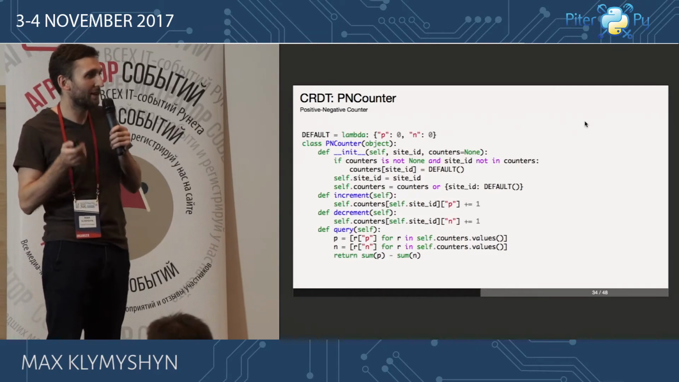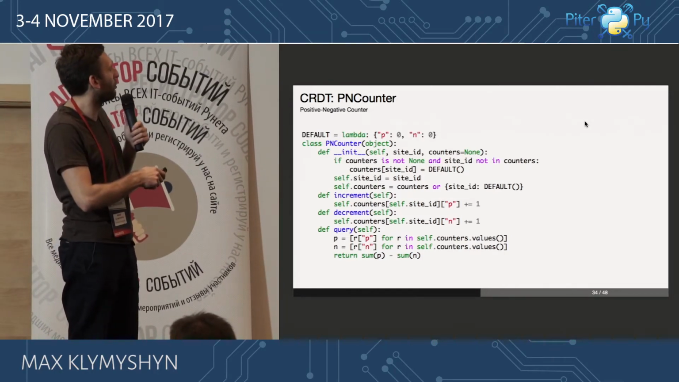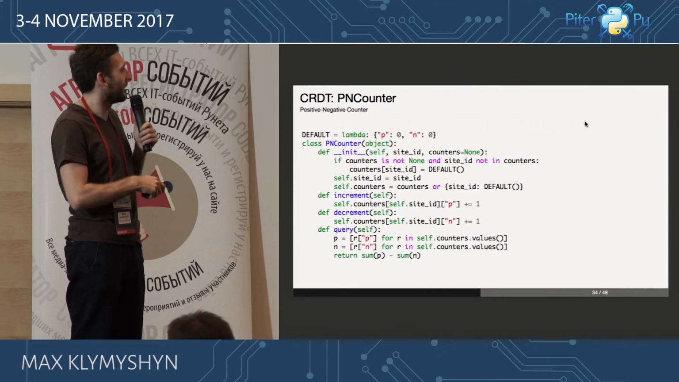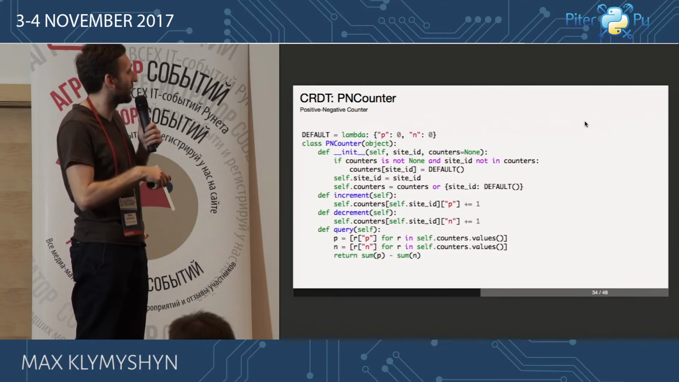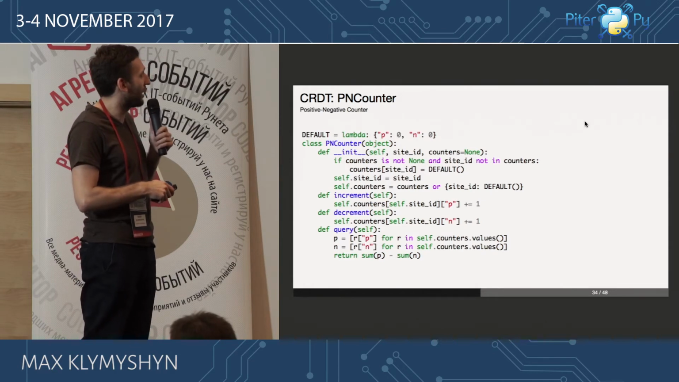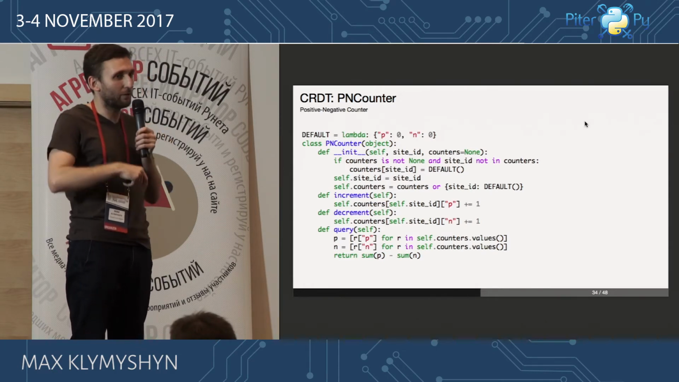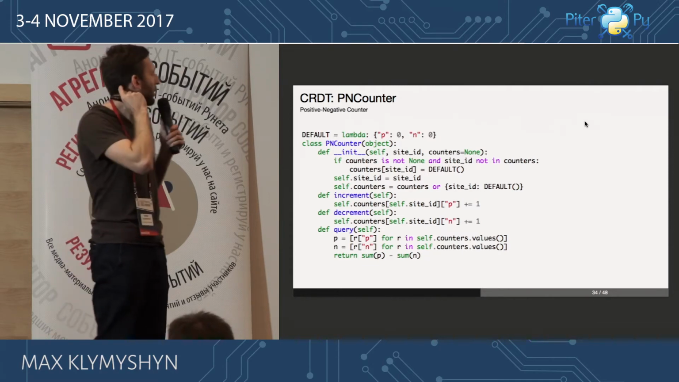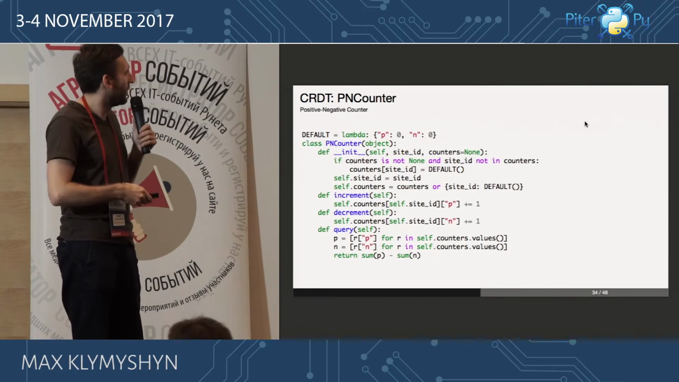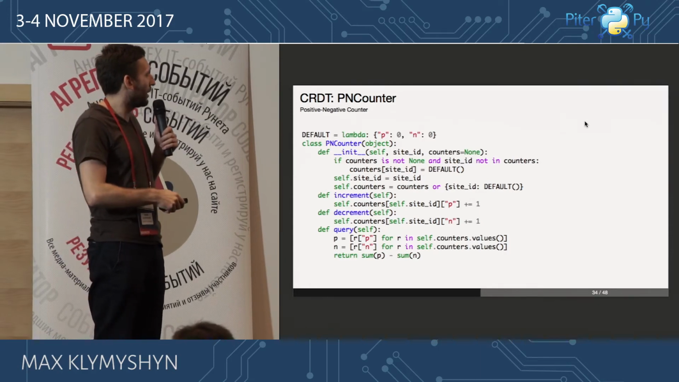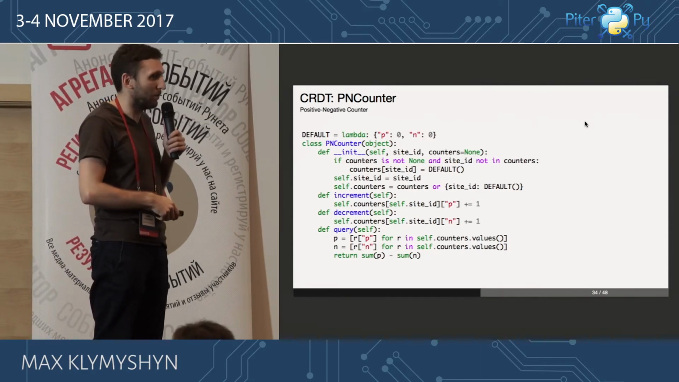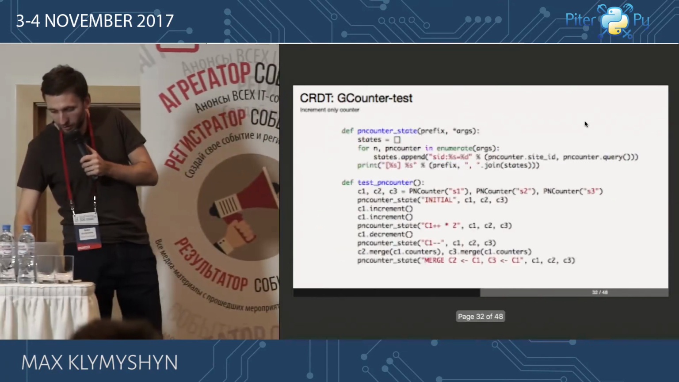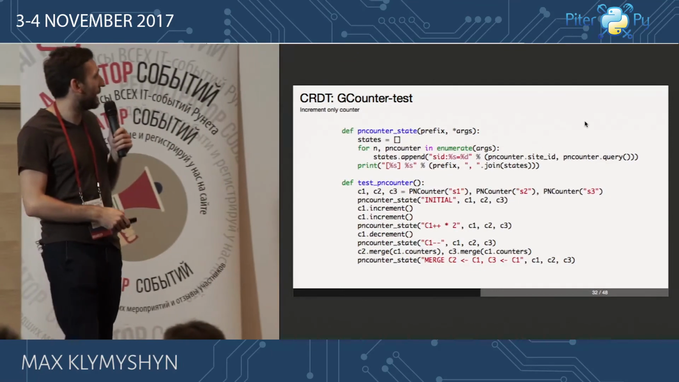This is PN counter, the same idea, but positive-negative means I can increment and decrement. And here's the same idea as in the previous counter, but I'm keeping two counters, one for growing values and one for decrement, and that's it. And when I query it, I just get the sum of these values. Oh, this doesn't work. And here's an example for PN counter.